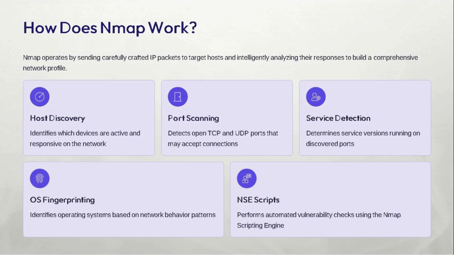And let's see the uses of Nmap. Nmap operates by sending carefully crafted IP packets to the target host and analyzing the responses to build a comprehensive network profile. Nmap can discover hosts, that is host discovery. It can identify which devices are active and responsive on the network. It can also do port scanning, which detects open TCP and UDP ports that may accept connections. It can also do service detection, identifying the service versions that are running. It can also detect OS versions by using OS fingerprinting, and it can perform automated vulnerability checks using the Nmap scripting engine, that is NSE scripts.